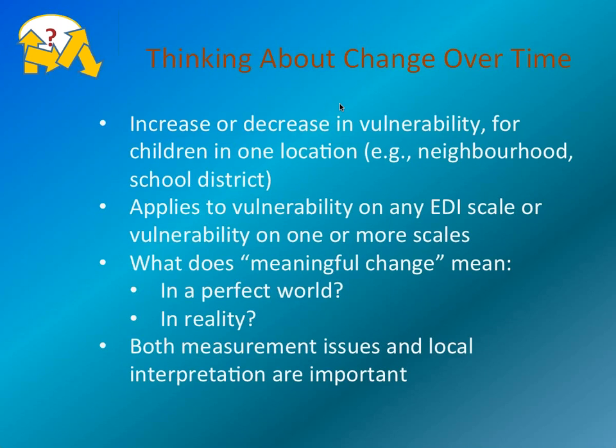Okay, so thinking about change over time. And here what we mean mostly by that is whether there's been an increase or a decrease in the rate of vulnerability in one place. Usually we're thinking in terms of neighborhood. As you recall, I said there's about 300 in the province, or by school district, of which there are 59. So change over time in the vulnerability rates from one time to another.